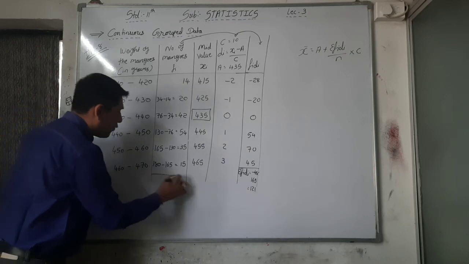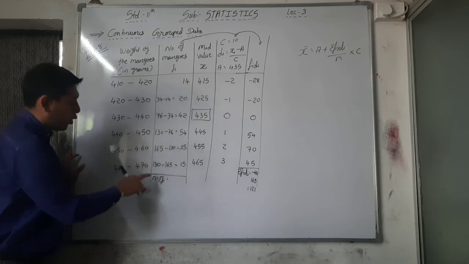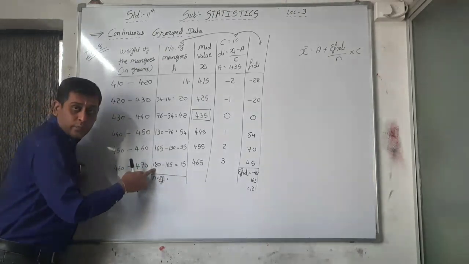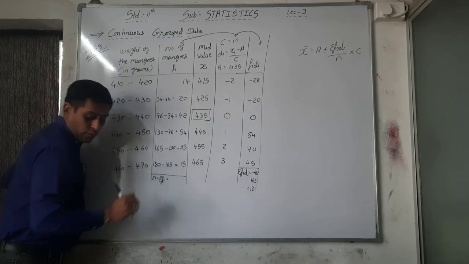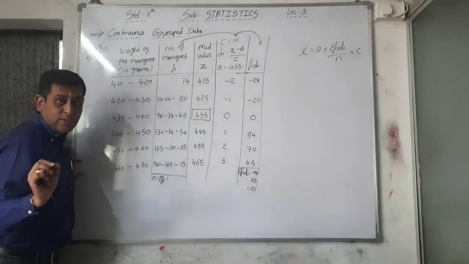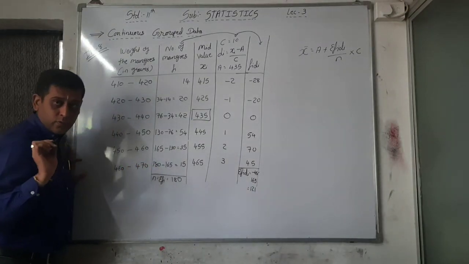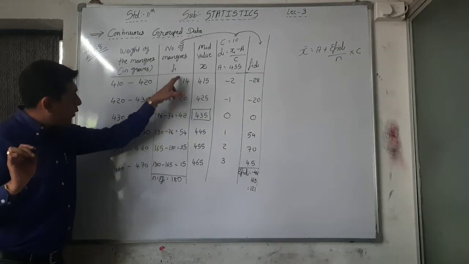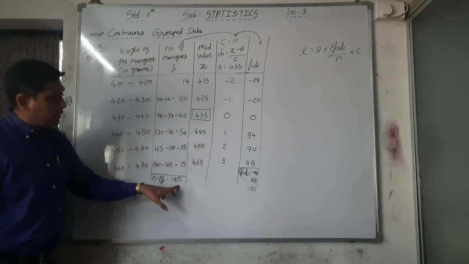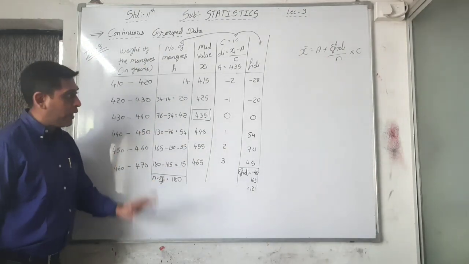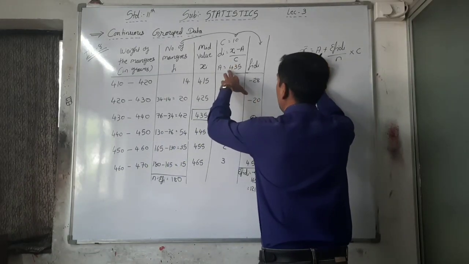And your total frequency n is equal to sigma fi. Whenever it is given as below so and so, the last frequency is your total frequency, that is 180 always, right? Here you have to make the total by yourself: 14 plus 20 plus 42, and the answer is 180. Okay, now put the values here. What is a? Here a is 435.